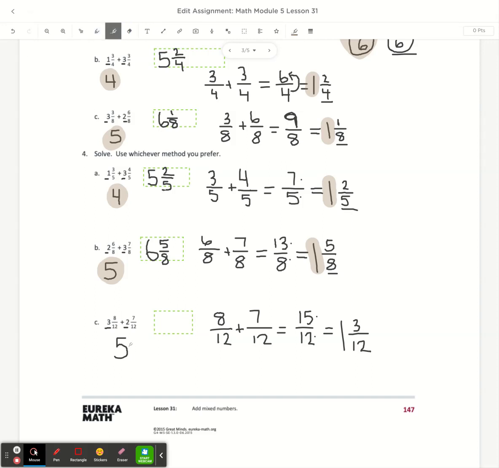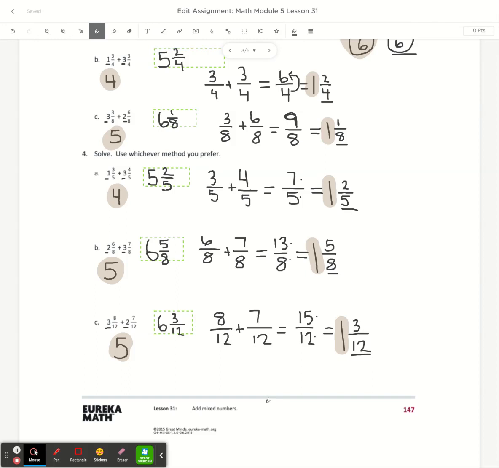And now for my very last step, before I can write my final answer, I have to add my whole number that's hanging out to the side plus that whole number that I just found. So 5 plus 1, which equals 6. And then I just have to write my fraction that is off to the side. So 6 3/12.